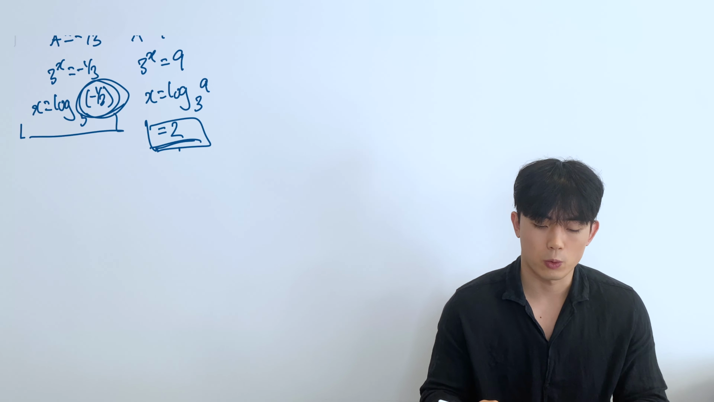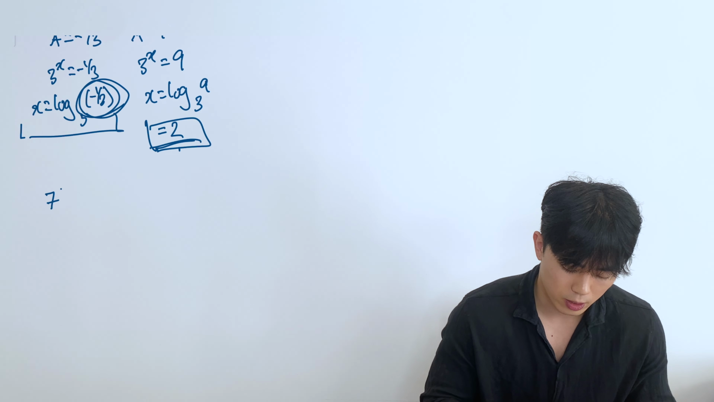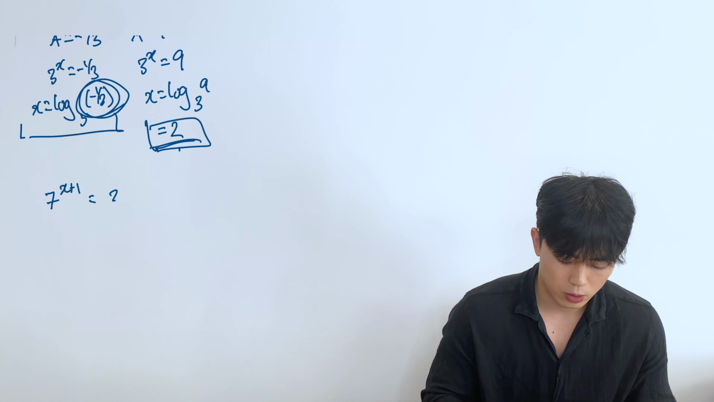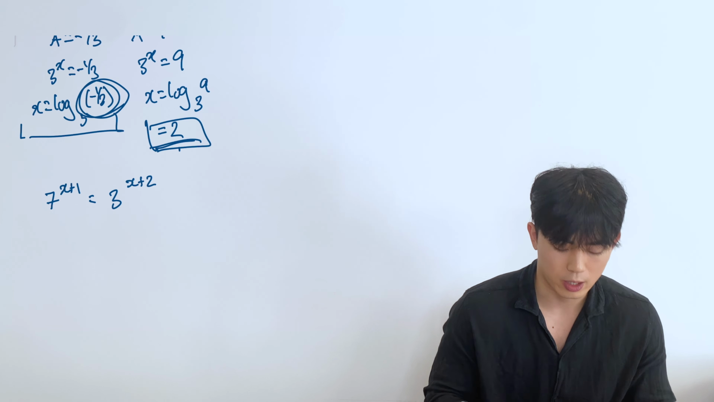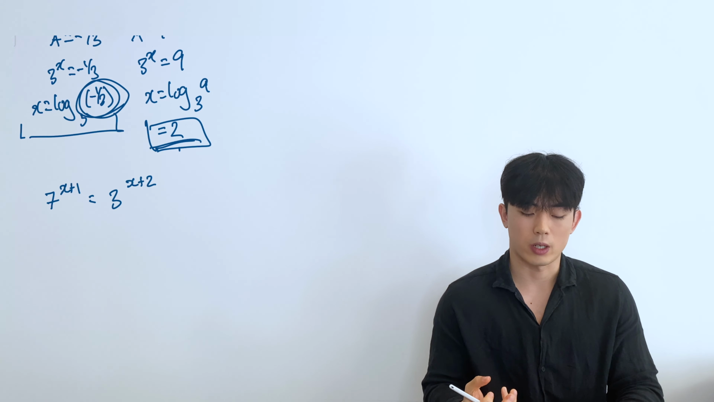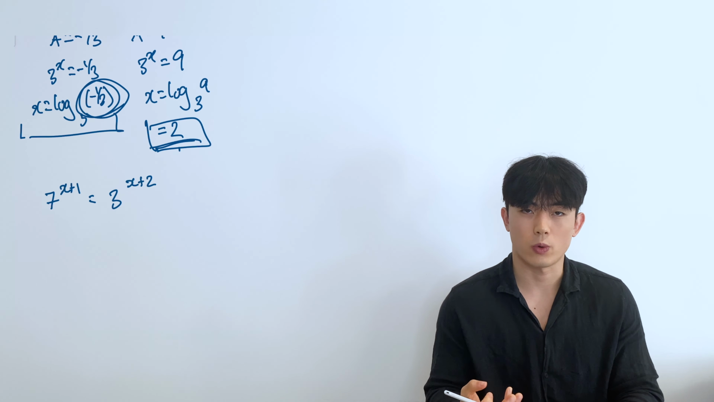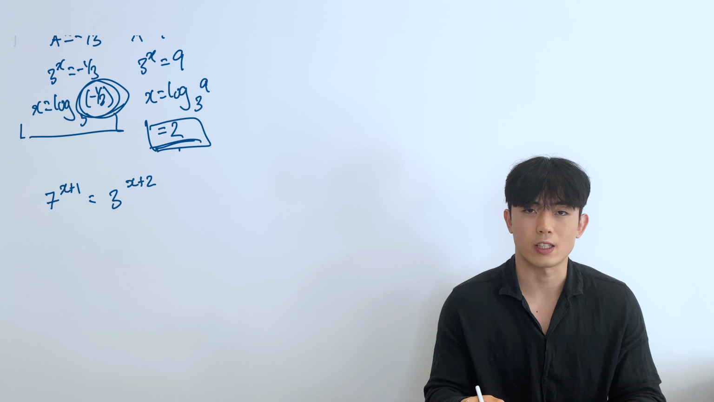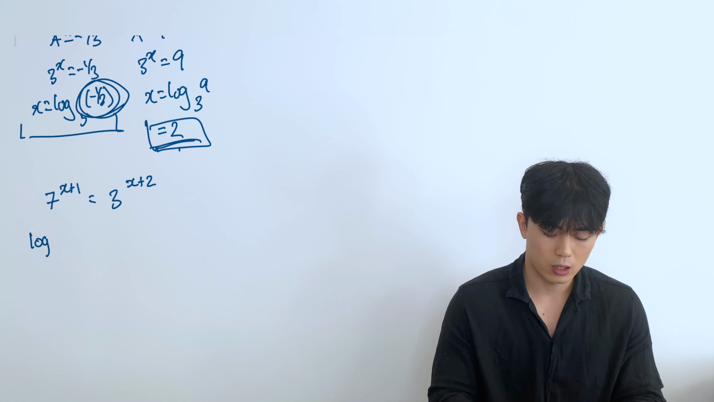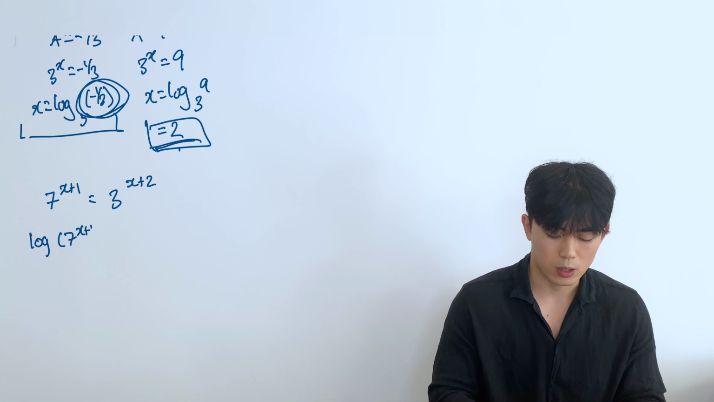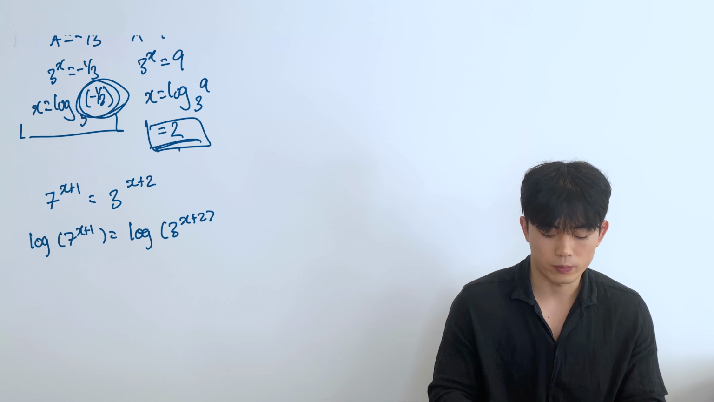Let's just try one final one. So let's say we have 7 to the power of x plus 1 is equal to 3 to the power of x plus 2, like this. Now this is a slightly different one, okay? We can't change to log form straight away, but what I can do is apply logs to each side. So I can say that log 7 to the power of x plus 1 is equal to log 3 to the power of x plus 2.